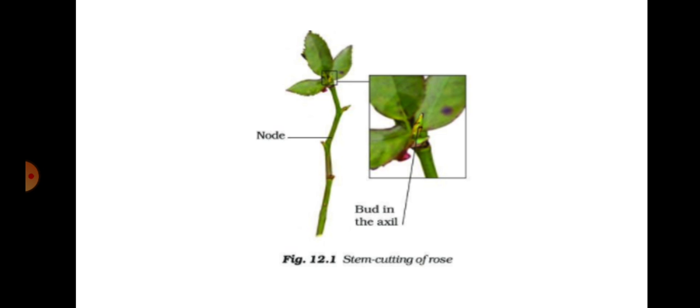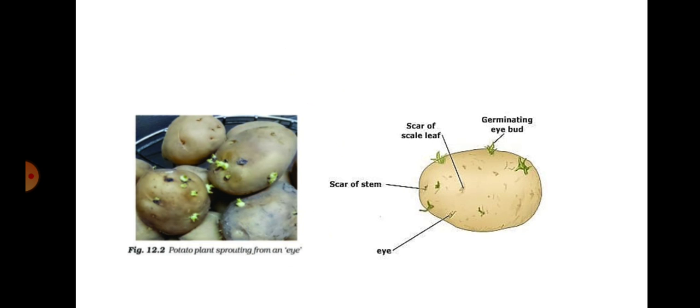The second one is vegetative propagation by stem, as in potato. This is called stem tubers. Just like tuberous roots, some plants have tuberous stems. These tuberous stems store nutrition and bear nodes. These nodes bear buds that form a new plant.